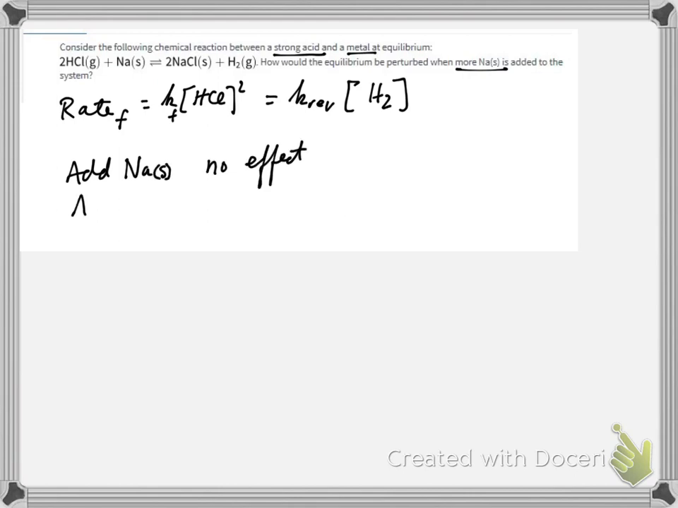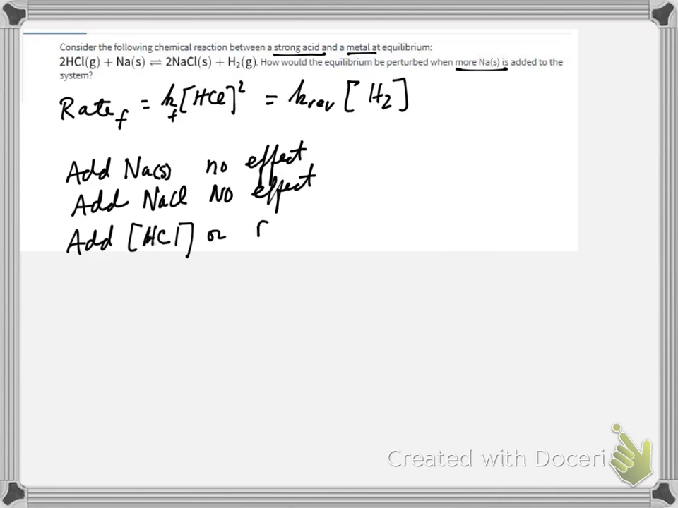No effect. So the reaction takes place just as fast because sodium metal is not in the rate law. If we add NaCl as a product, no effect because, again, it's not in the rate law. All right, let's add HCl. If we add HCl, the rate forward goes up, right? Because HCl is a reactant. It's Kf times HCl squared. So if you increase that concentration, rate forward goes up. Now rate reverse is going slower. So whatever's moving slower, shift to that. So the shift must be to products.